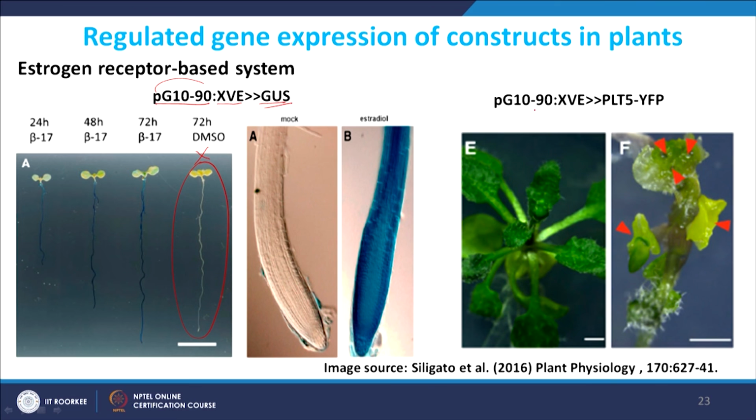You can see here the functional significance. Here XVE has been cloned under the G1090 promoter, and PLETHORA5, one of the AP2 domain containing transcription factors in Arabidopsis, has been cloned downstream of the LexA binding site. When you do not induce, you see that your plant is normal, but when you induce with estradiol, you can see a lot of developmental defects, which are a consequence of overexpression of PLETHORA5.